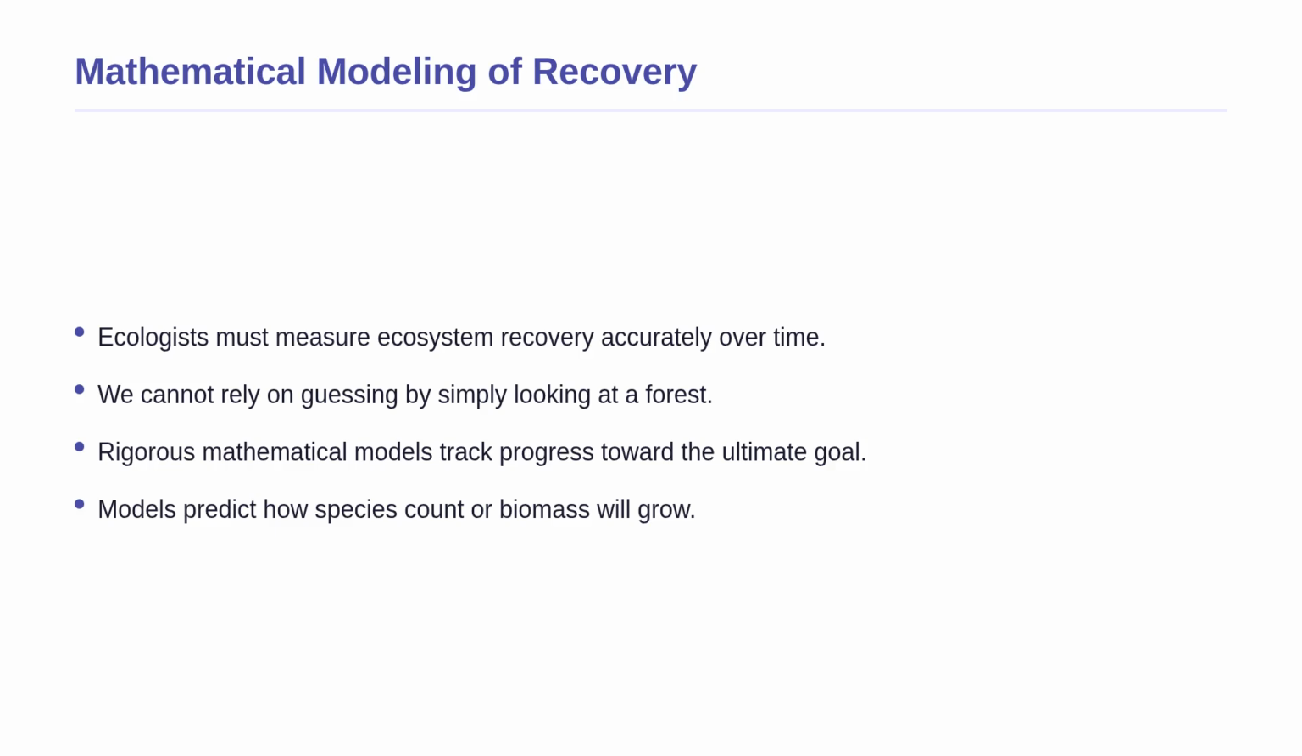Now that we understand the goals of restoration, how do we actually know if our efforts are working? Ecologists need to measure the ecosystem's recovery over time with high accuracy. We cannot just look at a growing forest and guess if it is healthy. We need rigorous mathematical models to track our progress toward that ultimate reference state. These models help us predict how an ecosystem's health, such as the number of native species or total plant biomass, will grow over time and eventually level off as it reaches its fully restored natural condition.